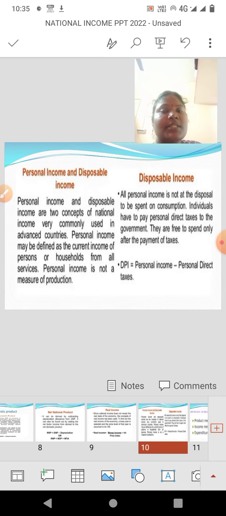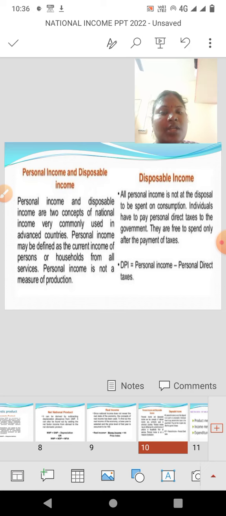Another one is personal income and disposable income. Here personal income and disposable income are two concepts of national income. These two concepts are very commonly used in advanced countries. Personal income may be defined as the current income of persons or households from all services.